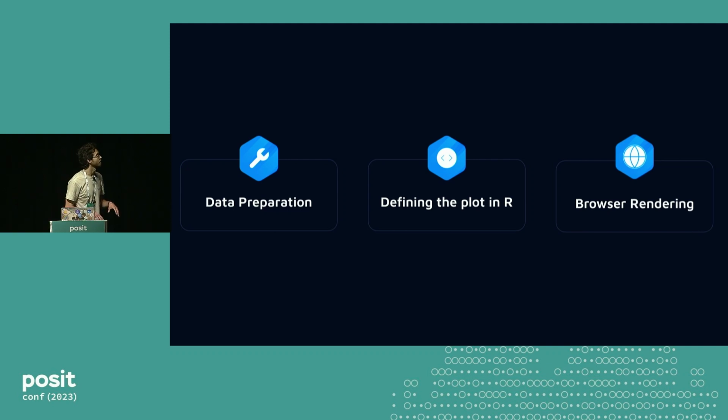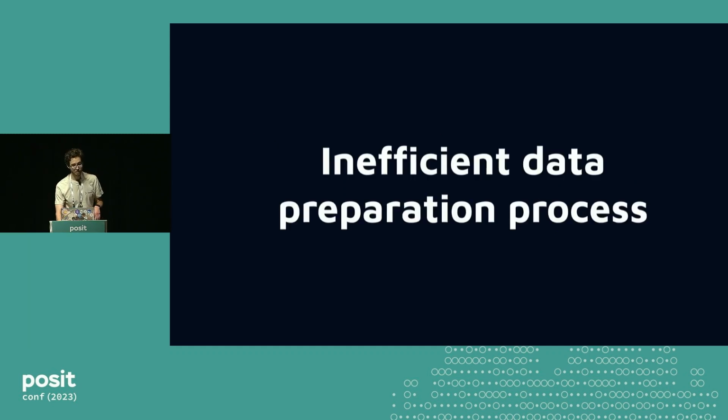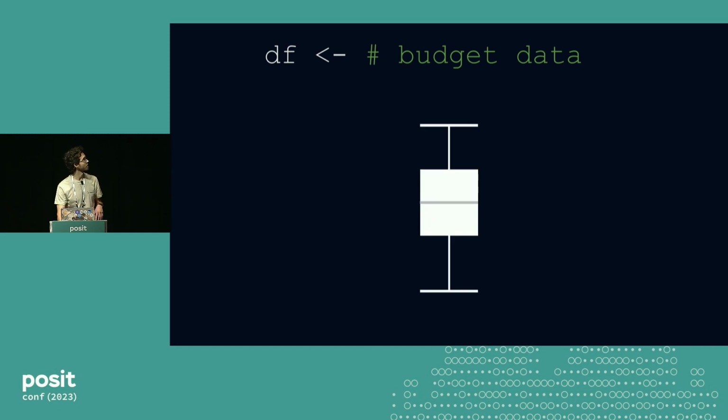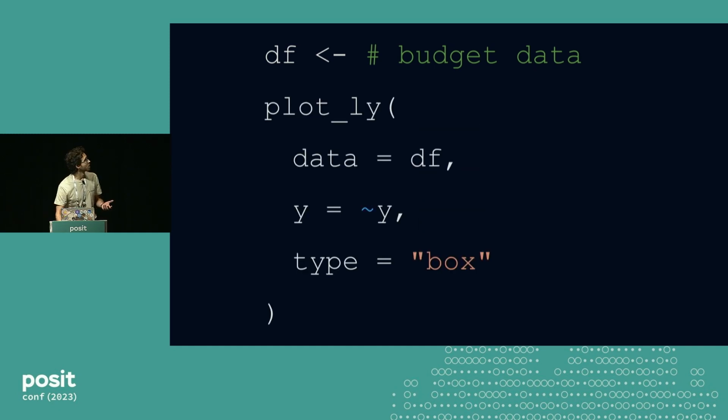And what I've discovered is that there are three main root causes of bottlenecks happening in the plot rendering process. The first one being an inefficient data preparation process. So let's say you want to visualize your home budget data, and you want to visualize it in the form of a box plot. This is how you would go about it in Plotly. And it makes it super convenient to do in R. So you plug in your data set, you pick your variable, and you pick your plot type.